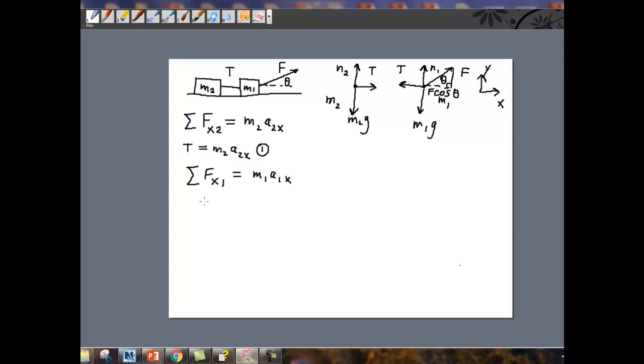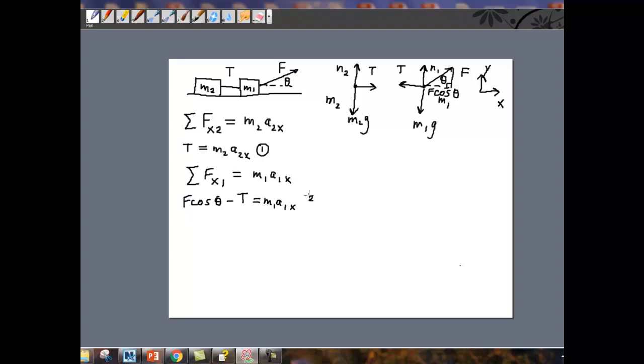So what we have is a positive component of force, F cosine theta, and then we have a negative one because the tension force in the free body diagram is acting in the negative direction, and we have to be careful to put that sign in here. That's equal to M1 A1X. All right, I'll call this equation 2.